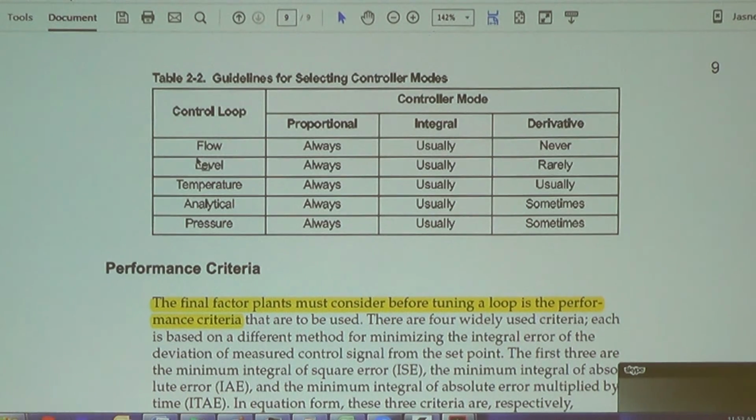Okay? Level is again a medium kind of a thing. It's fast also and slow also. So proportional is always there, integral is usually there, derivative is never there actually. Analytical is again, you have proportional and integral, and you can add derivative. Pressure is again a midway kind of a thing. So you always have proportional, you usually have integral. Sometimes you can add derivative to it.